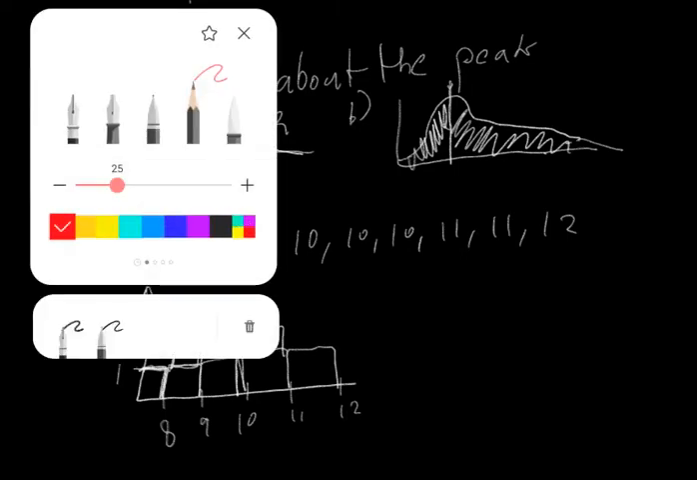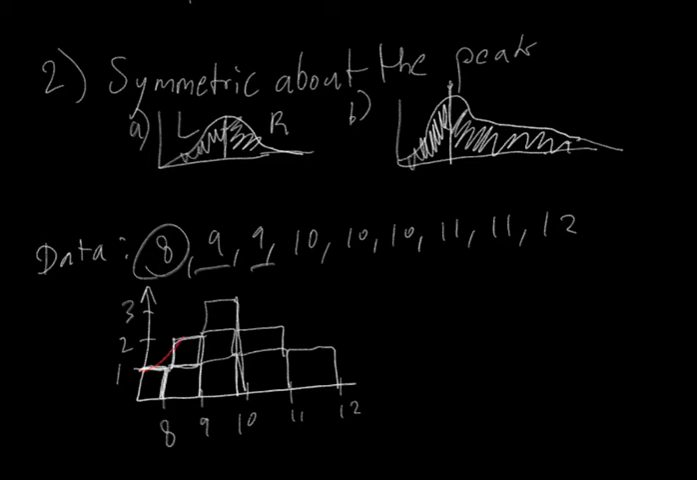So if we were to draw a line on top of this data, we could see that there is in fact one peak, and that if we were to draw a line through the middle of the peak, we see that the left-hand side of the plot roughly looks like the right-hand side of the plot. And so we could say that this data is normally distributed.